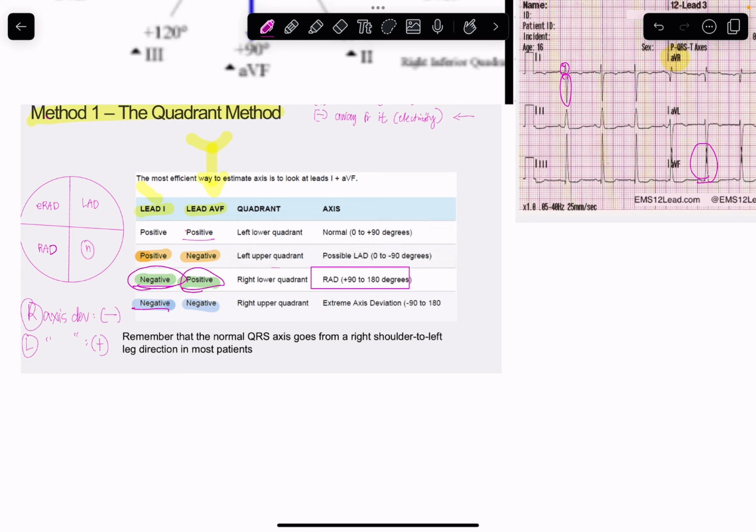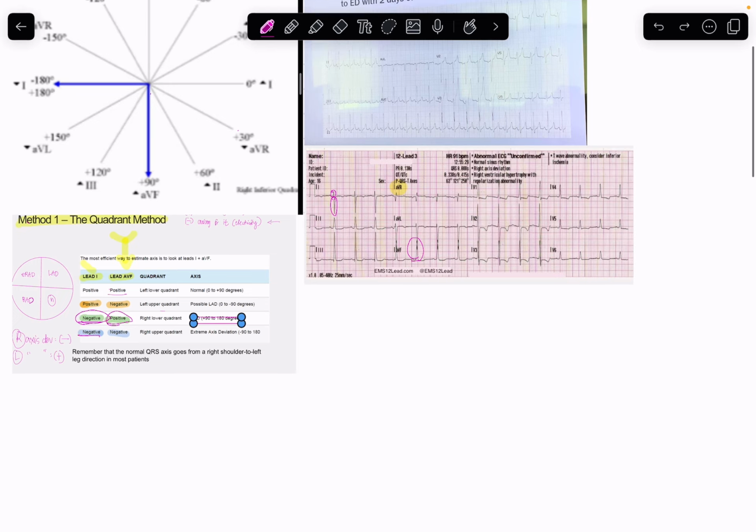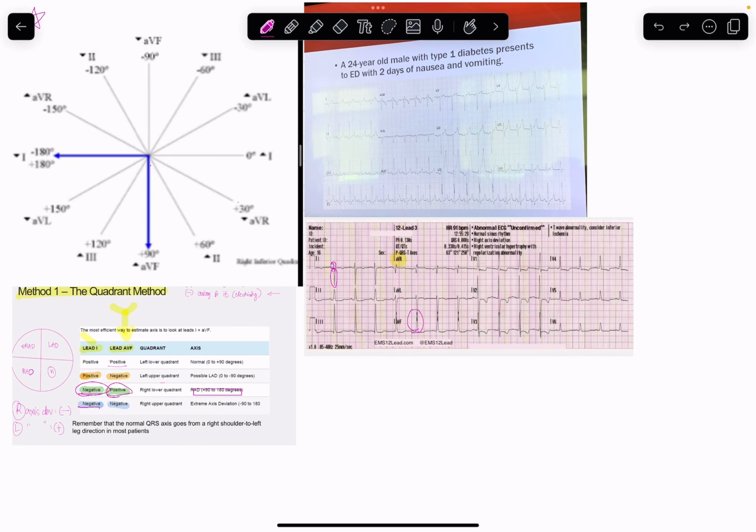Okay, now this one is saying that it's from positive 90 to 180. So on our axis, you can see that this is 90 to 180, so it's anywhere between here. However, we can specifically tell where exactly on this pie, or part of the right axis, and be more precise if we use the axis method.